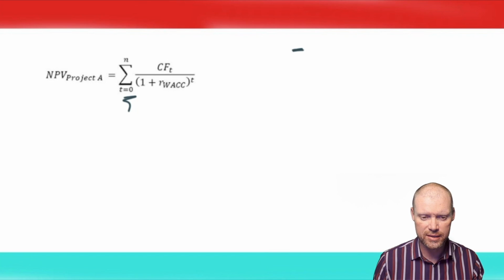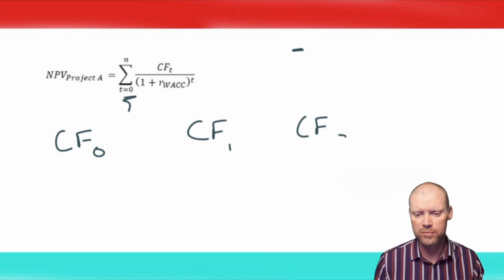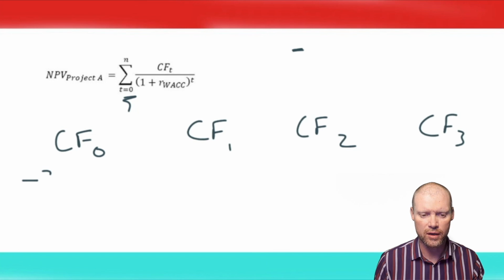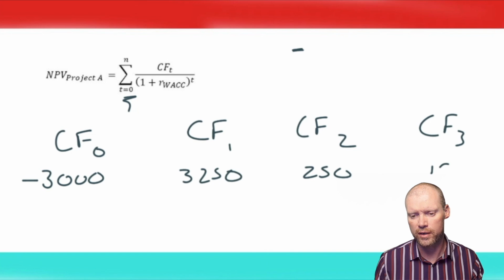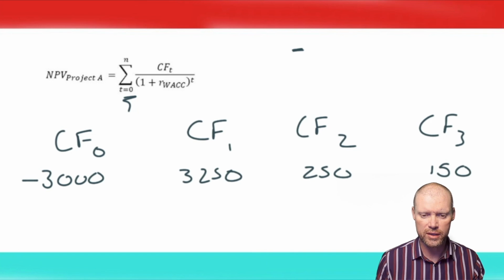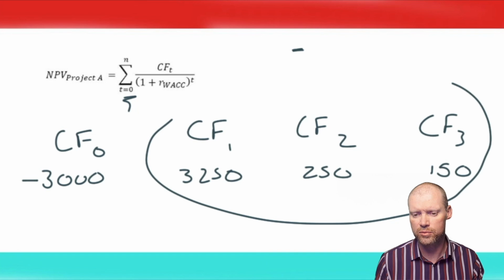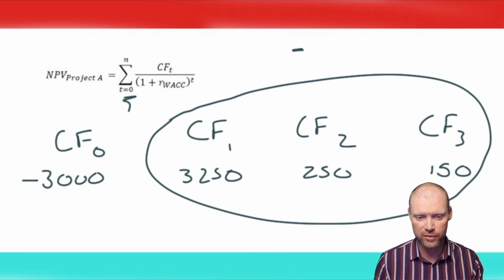So in this instance, we will have 4 cash flows, which will be CF0, in other words, at time 0, CF1, CF2, CF3. The values are respectively minus 3,000, 3250, 250, and $150. So this portion of the calculation will stay the same. There won't be any differences there.